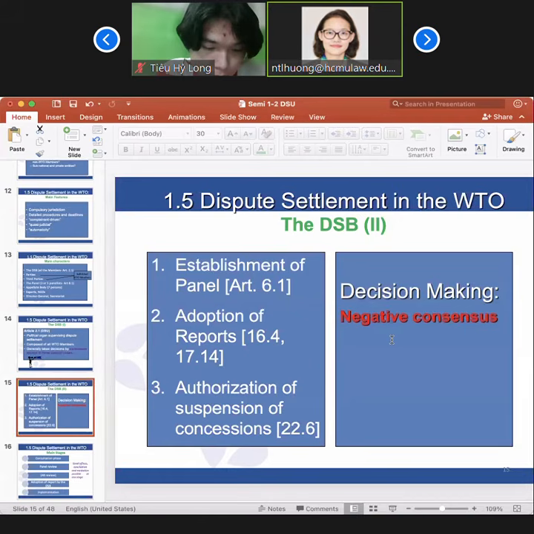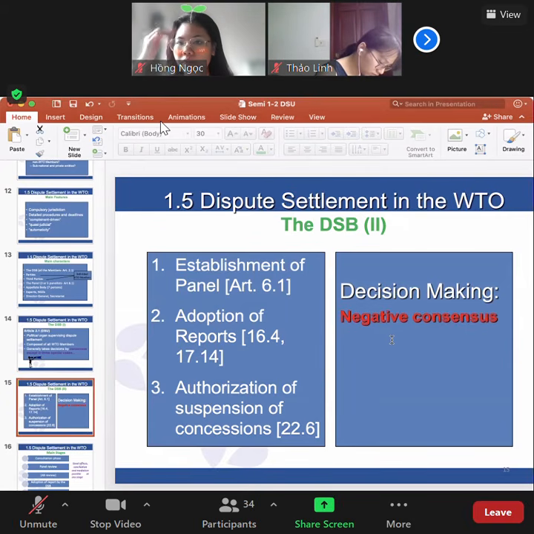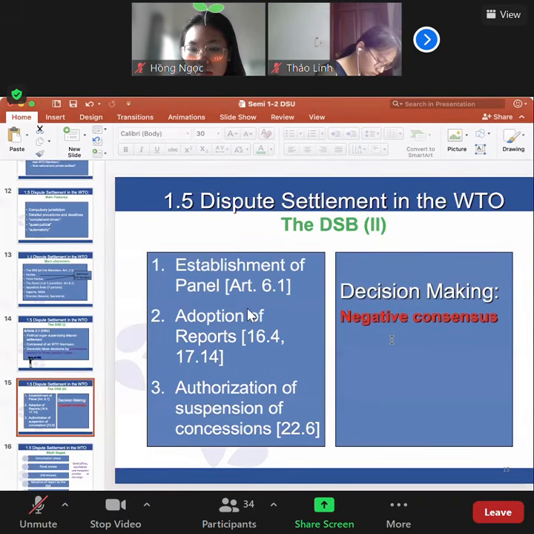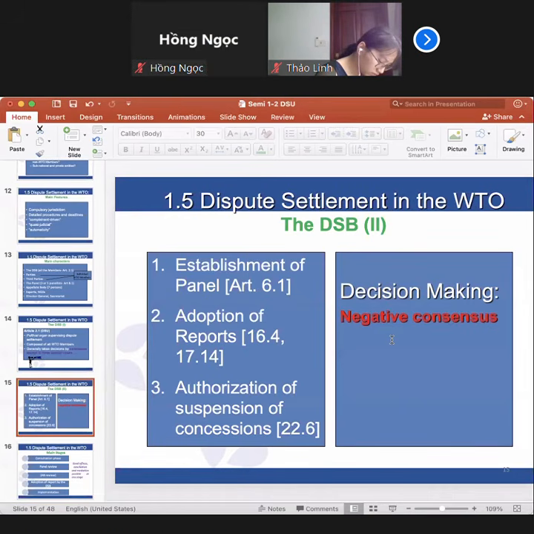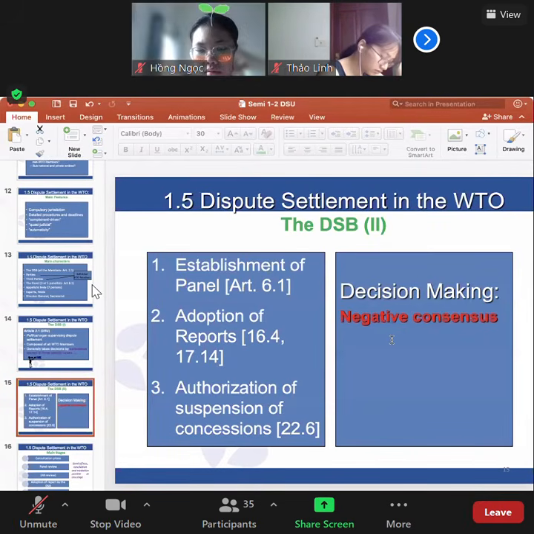But in the 3 cases mentioned on the slide right now, they apply negative consensus rather than consensus. The reason why the WTO changed the decision-making rules is because, as I have mentioned earlier, if they decide by consensus, the decision is always facing the risk of being blocked by the respondent. Now, in order for you to understand this mechanism deeply, I need you to focus on this: the first rule is that negative consensus is only applied in the 3 cases as I have listed on the slide.